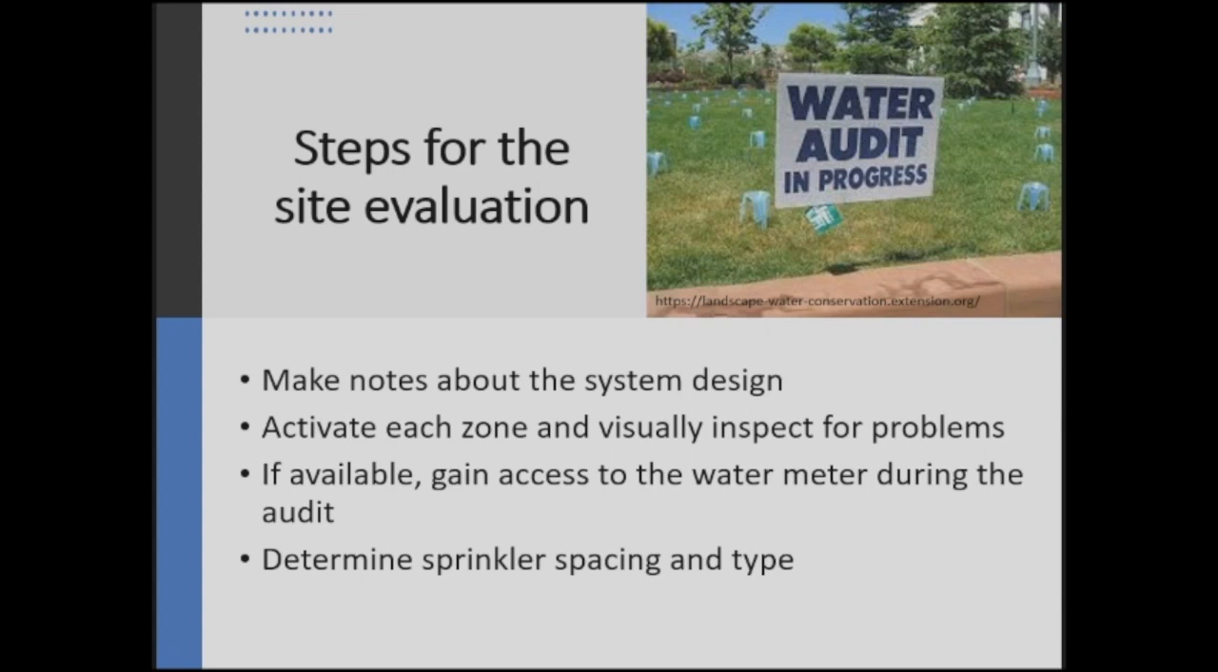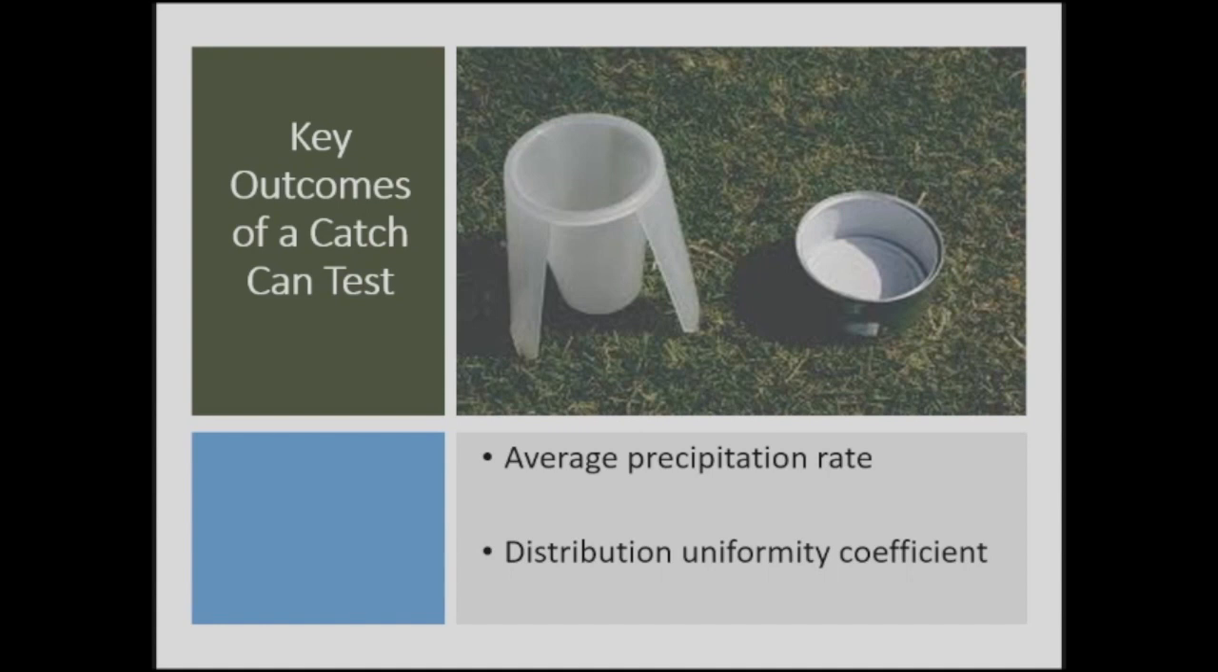And then looking at, having access to your water meter, understand what your source is. Is there a meter? Is there a pressure regulator? Is there a pump? What's going on? Make note of what's going on there. And then once you've kind of established those basics, we can move to the catch can test. And this is where we get the data. This is really the heart of the irrigation audit.